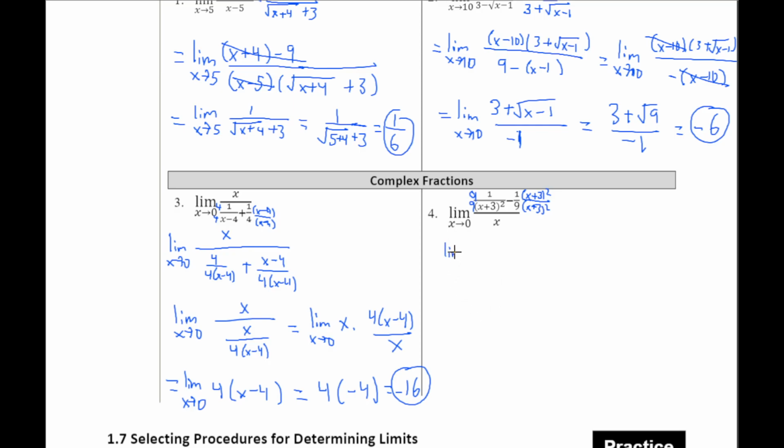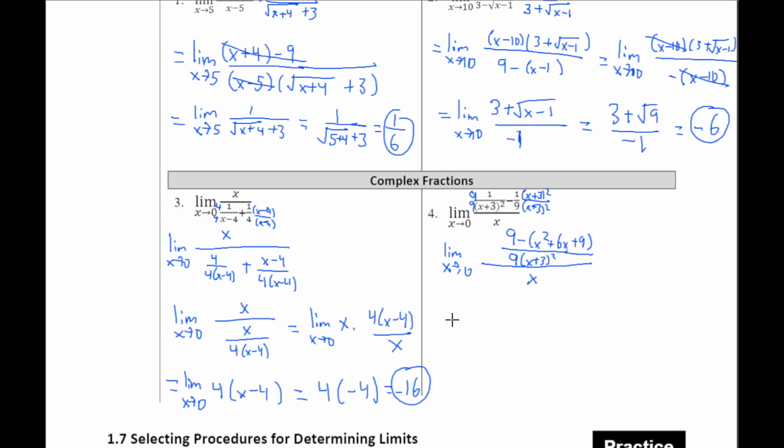So rewriting the whole thing, limit as x approaches 0, let me just do the over x on the bottom here, because that stays the same. And just to save a step, the common denominator is going to be 9 times x plus 3 squared. And now let's just rewrite this on the top. 9 minus parentheses x plus 3 squared. Just to save time, x plus 3 squared is x squared plus 6x plus 9. If you're not sure how we got that, please ask your teacher and we'll clarify it if you forgot from Algebra 2.